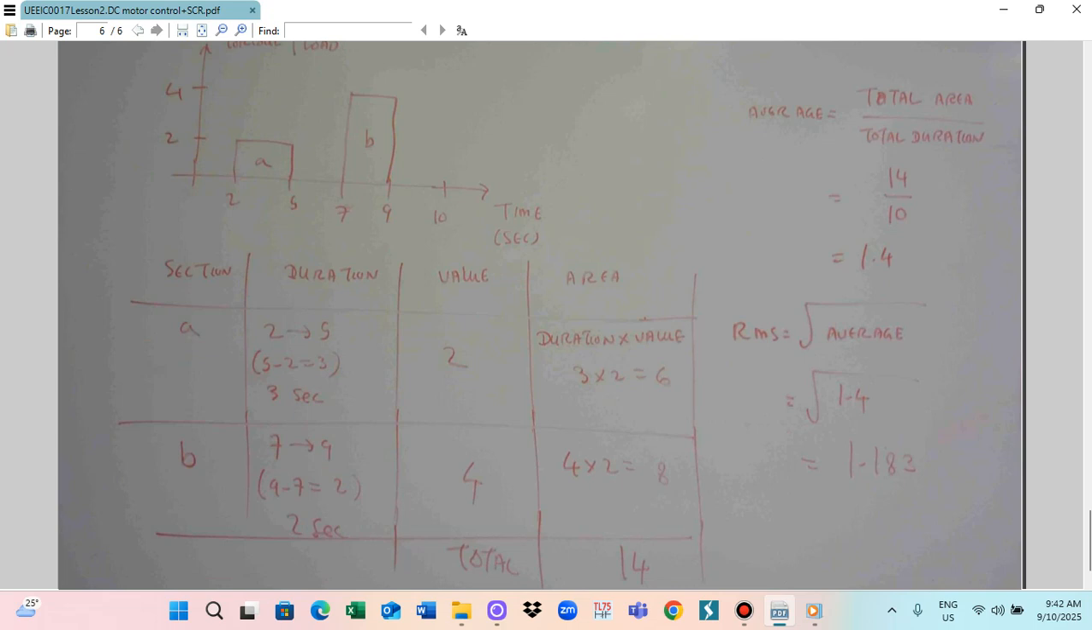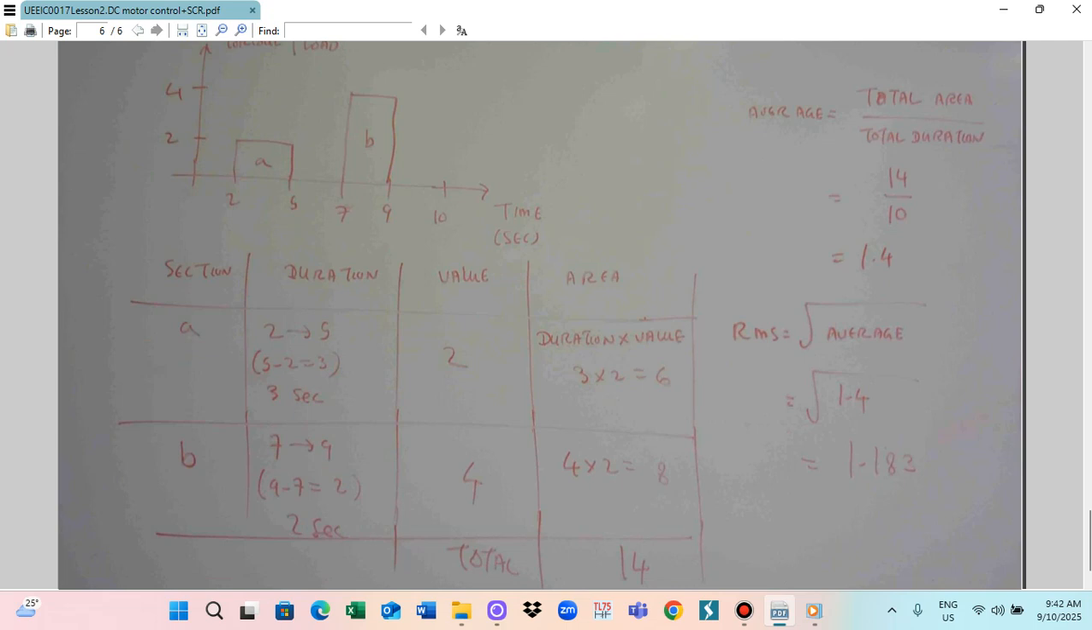And then section B. Section B starts from 7 to 9. So 7 to 9 means you have to find the duration. 9 minus 7 is equal to 2. So there will be 2 seconds. 2 seconds of value will be 4. So the duration multiplied by value is 4 multiplied by 2, equal to 8. Then you have to find the total. So total is 6 plus 8, that will be 14.